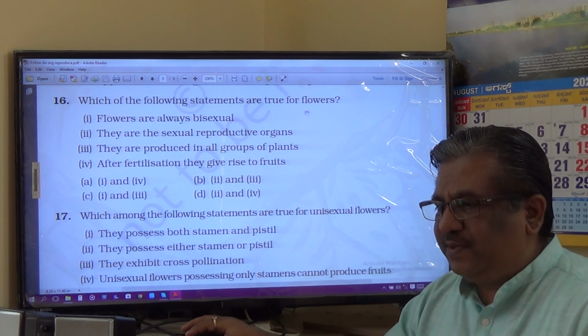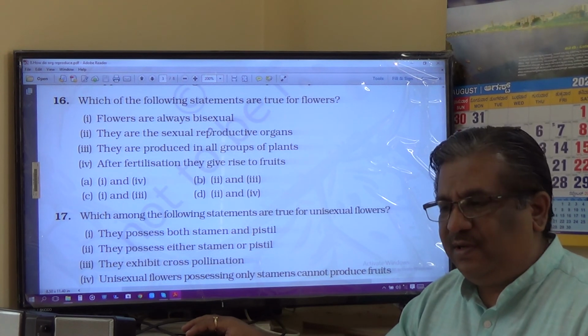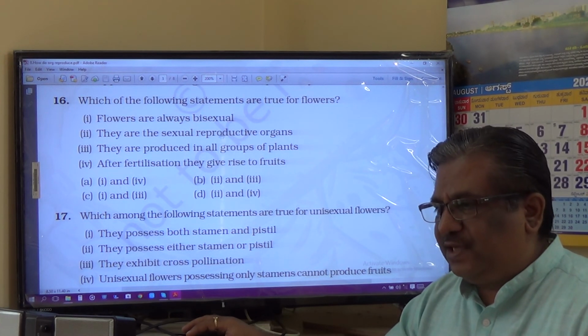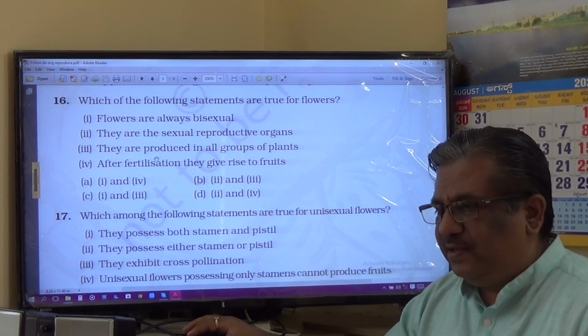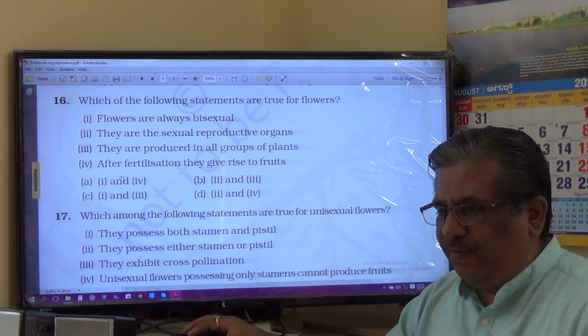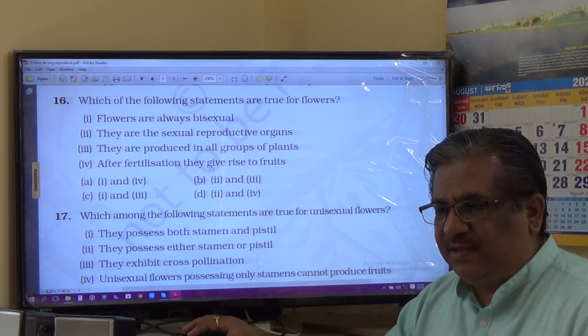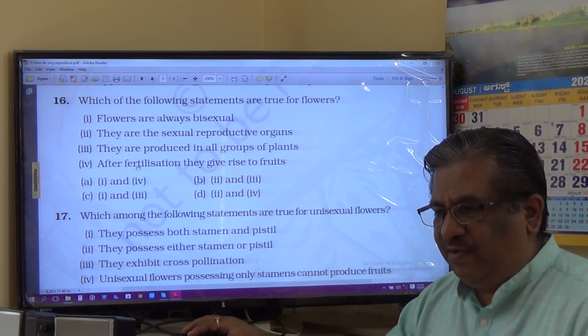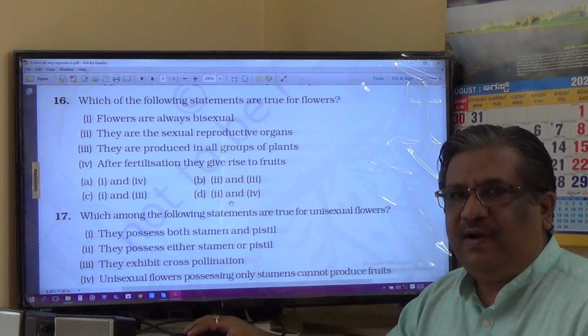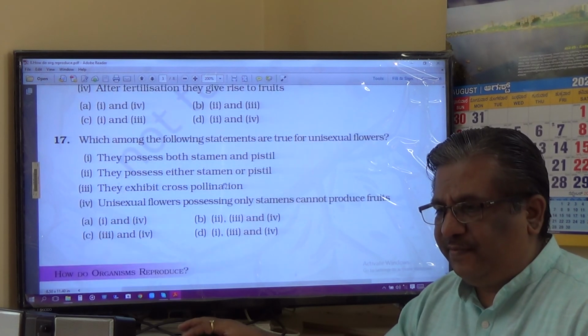Which of the following statements are true for flowers? Flowers are always bisexual? No. They are the sexual reproductive organs? Yes. They are produced in all groups of plants? No. After fertilization, they give rise to fruits? Yes. 2 and 4. So answer is D here.